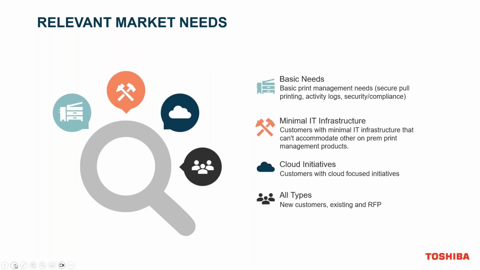So some of the key points that we're really looking at are those basic print management needs, things like secure pull print, where I can send a print job and then it's held at a local repository, a cloud accessible repository, I should say, where many of these devices can then pull that document down from the cloud where it's held securely. We can enable things like activity logs and maintain that security and compliance that's really important in so many organizations.